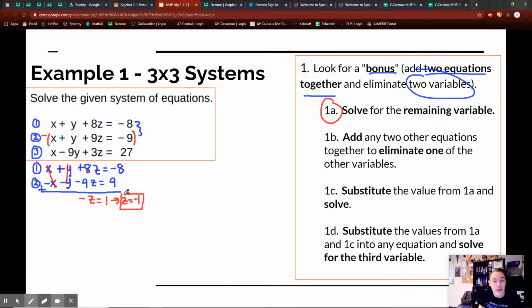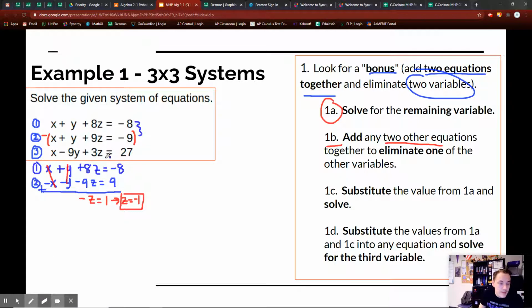Now, does that help us? Well, I have z, but how do I find y? It's not like I can plug z into the equation to find x and y simultaneously. So we had to follow the steps. 1b says, add any other 2 equations together. What other 2 equations together? It really does not matter, but what I notice is that I can do 2 and 3.